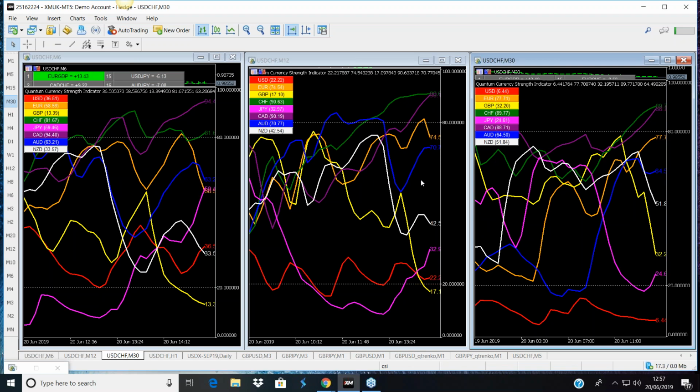It's because what is likely to happen, when they are in the center or moving in the same direction, chances are it's in a congestion phase, and from a congestion phase will come a trend or a move. There will come divergence, and that's what I was looking at this morning.